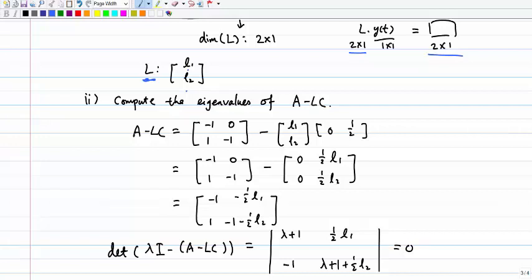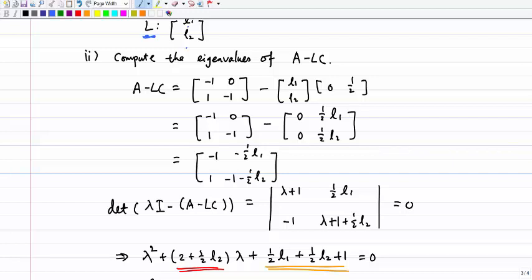The eigenvalues of A minus LC are given by the characteristic equation, the determinant of lambda I minus (A minus LC), set to zero. The first entry is lambda plus 1, then zero minus this is 1 half L1. Zero minus one is negative one. And this is lambda minus negative 1 minus 1 half L2, which is lambda plus 1 plus 1 half L2.